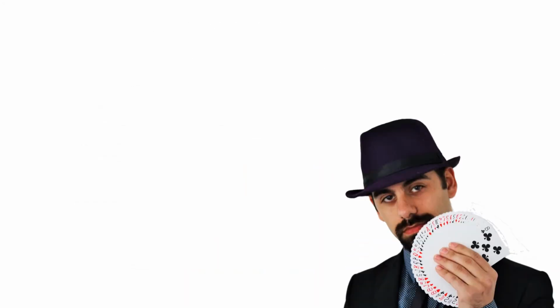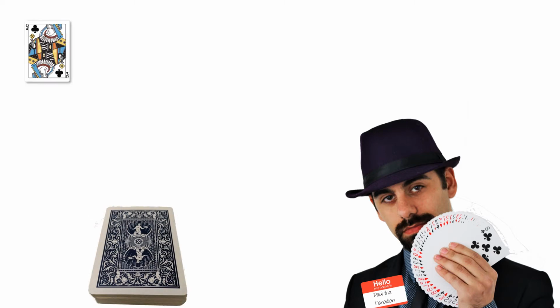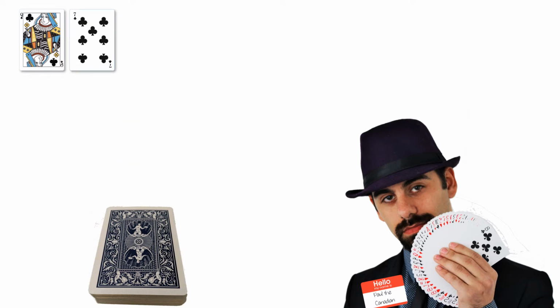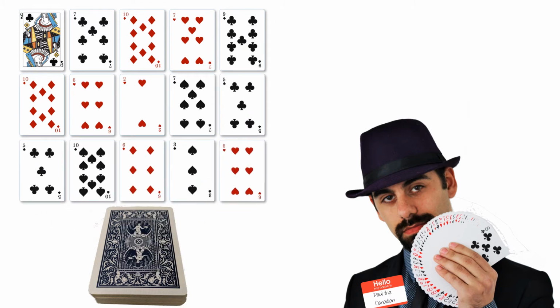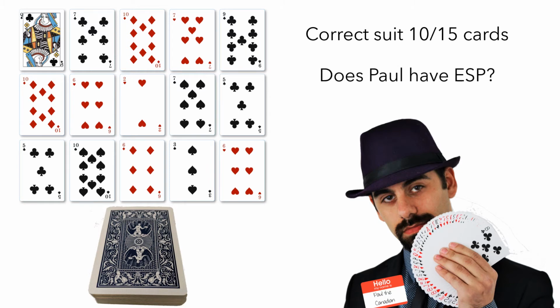The world-renowned illusionist, Paul the Canadian, claims to have ESP. So you pick a card from the deck without showing it to him, and he guesses the suit. Then you put it back, and you do it again, and again, and again, for a total of 15 cards. He gets the suit correct for 10 out of the 15 cards. So we want to know, does Paul have ESP?